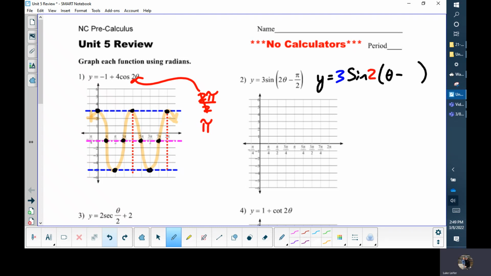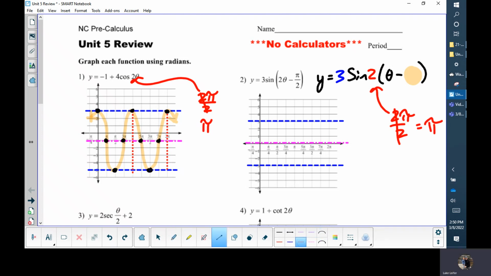Now, what I recommend doing is graphing this right now, and we'll come back and worry about this horizontal shift here in a minute, okay? So there's no k value, no vertical shift. So I'll go ahead and put my line through the middle. I'll do my amplitude line, so up 3, down 3. Okay, just like last time, it's 2 pi over 2, which is just pi. So there's my period. And so I can fit 2 cycles here.